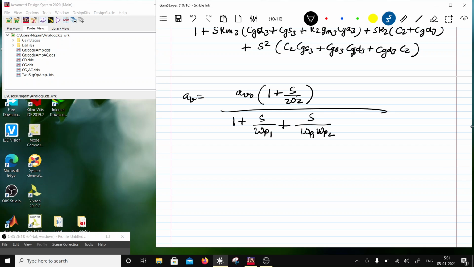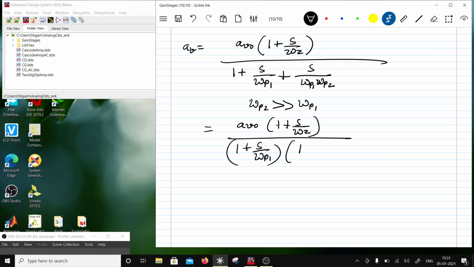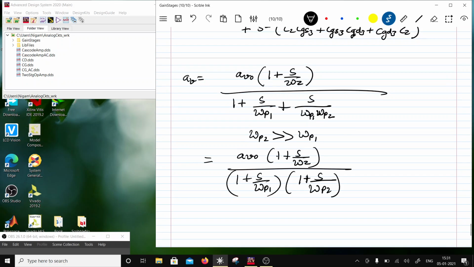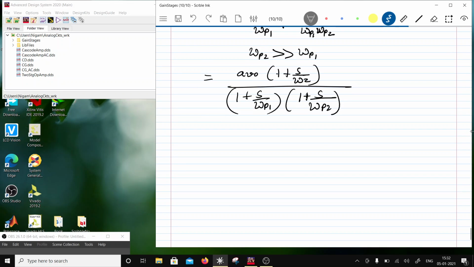Okay, now if omega p2 is much larger than omega p1, then I can also do a partial fraction as AV0 times (1 plus S over omega z) divided by (1 plus S over omega p1) times (1 plus S over omega p2). So basically the S term should give me omega p1, and the S square term should give me omega p1 omega p2, right?